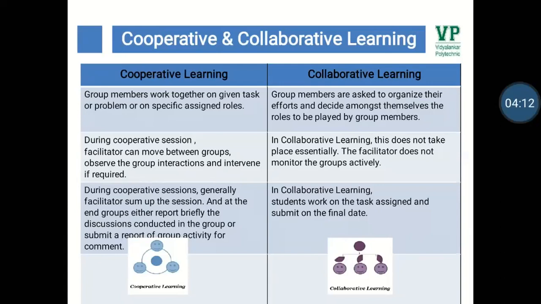In collaborative learning, group members are asked to organize their efforts and decide amongst themselves the roles to be played by the group members. Also, the facilitator does not monitor the groups actively. In collaborative learning, students work on the work assigned and submit on the final date.